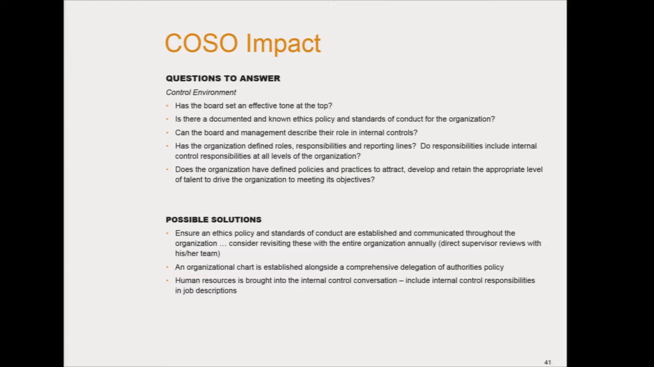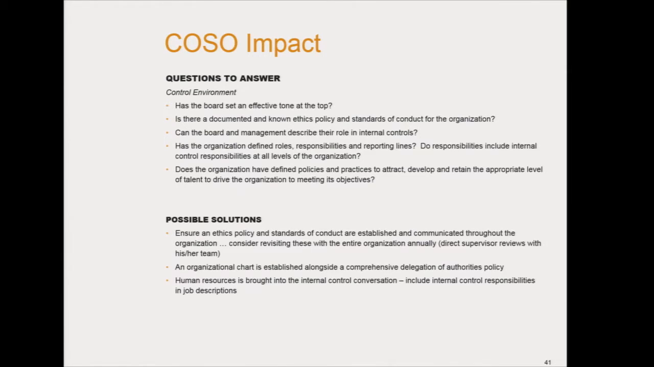In the control environment, there are several questions to consider at your institution. Has your board set an effective tone at the top? Are you aware of the ethics policies or standards of conduct for the organization? Can the board and management describe their role in internal controls? Has the organization defined roles, responsibilities, and reporting lines within the organization? Do those responsibilities include internal control responsibilities at all levels of the institution? Are there defined policies and practices to attract, develop, and retain the appropriate level of talent to drive the institution meeting its objectives? And thinking about it from the TRIO side of things, asking yourself these questions as well.